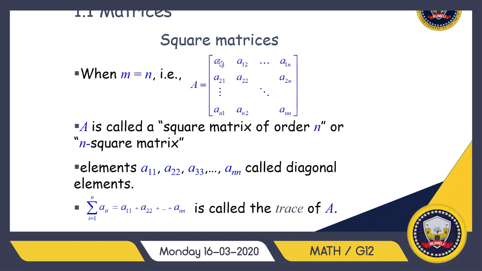Based on this definition, we can define a new concept, which is the trace of the matrix. The trace of the matrix A, which we denote by trace of A, is the summation of all these diagonal elements. So to find the trace of a matrix A, we add these diagonal elements until we get the trace of A.